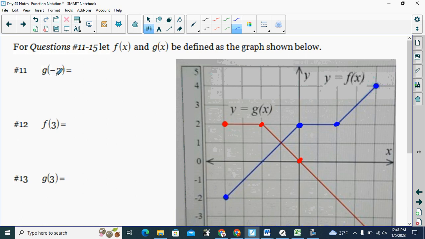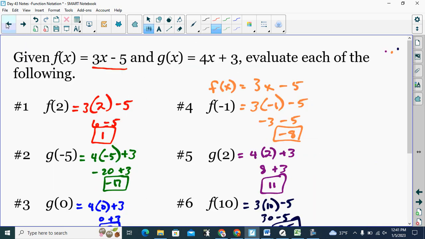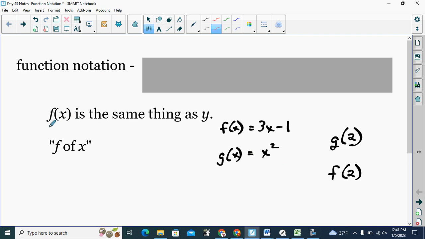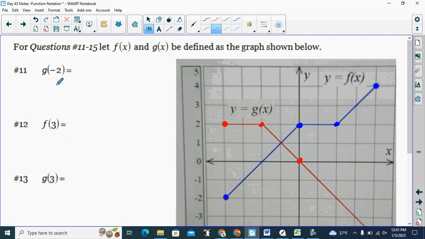G of negative 2. G is telling us which function to use. I want to use the g of x function. That is the one in red. It's saying the x value is negative 2. And remember, way back on slide 1, we said f of x or g of x is the same thing as a y. So this is the function, g of x. It tells us to use that one. This is our x value. It wants to know what is the y value. So when x is negative 2, g of x has a y value of positive 2.